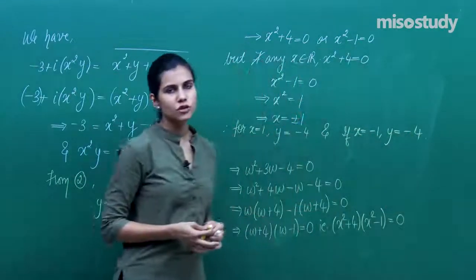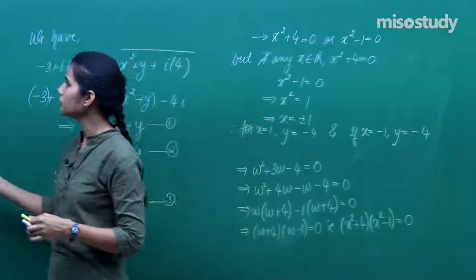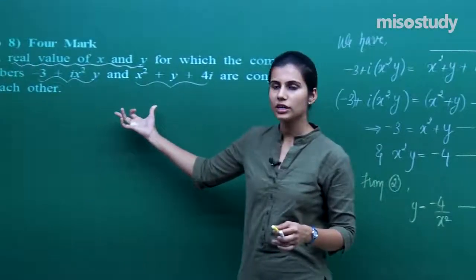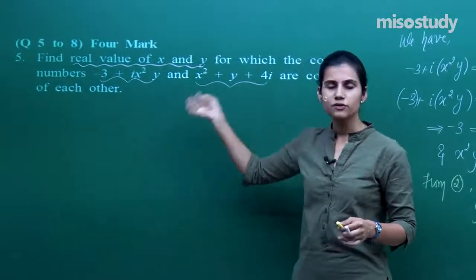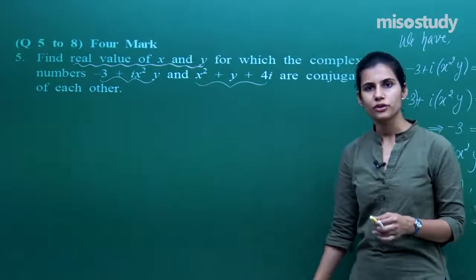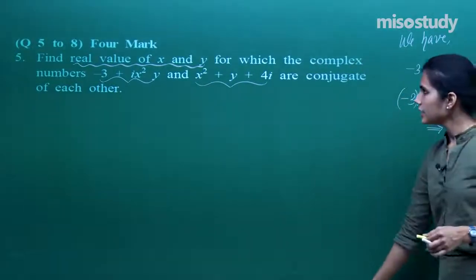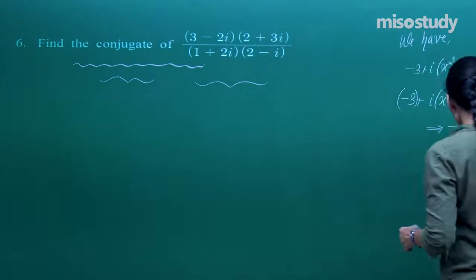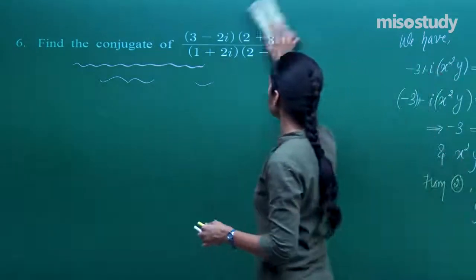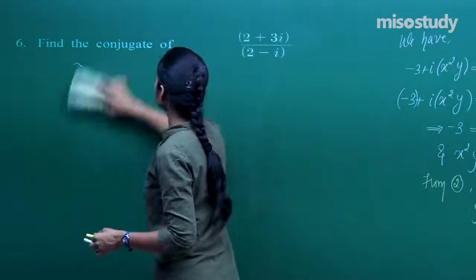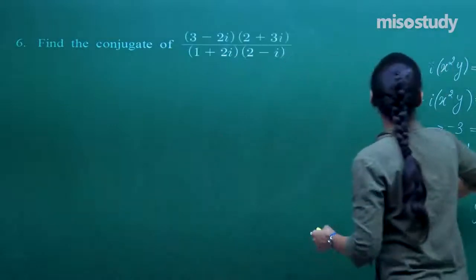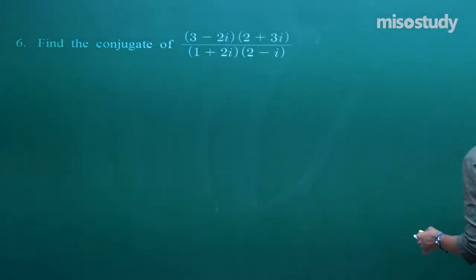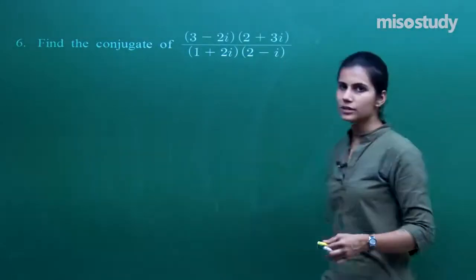So the real values of x and y, which are basically going to make these two complex numbers conjugates of each other, are x = 1, y = -4, or x = -1, y = -4. These are the values. Next question we have: find the conjugate of this given complex number. Now, please understand what the drill is to find the conjugate of any complex number. Let us write this complex number down.